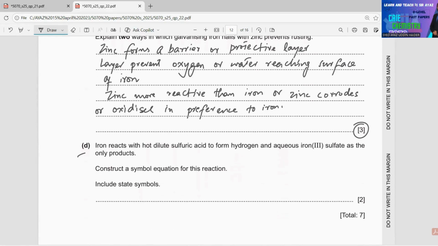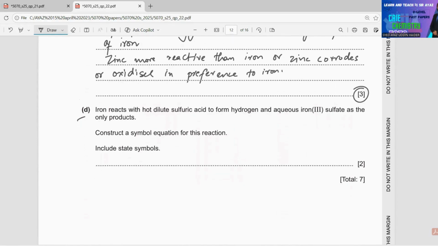Part D. Iron reacts with hot dilute sulfuric acid to form hydrogen and aqueous iron(III) sulfate as the only products. Construct a simple equation for this reaction. Now, the formula for iron is Fe, so you write Fe. And they are asking for state symbols. Iron is a metal. It must be existing in the solid state, so I will use s for iron. Plus, it's reacting with hot dilute sulfuric acid. The formula for sulfuric acid is H2SO4. It must be aqueous, so I'm using aq.